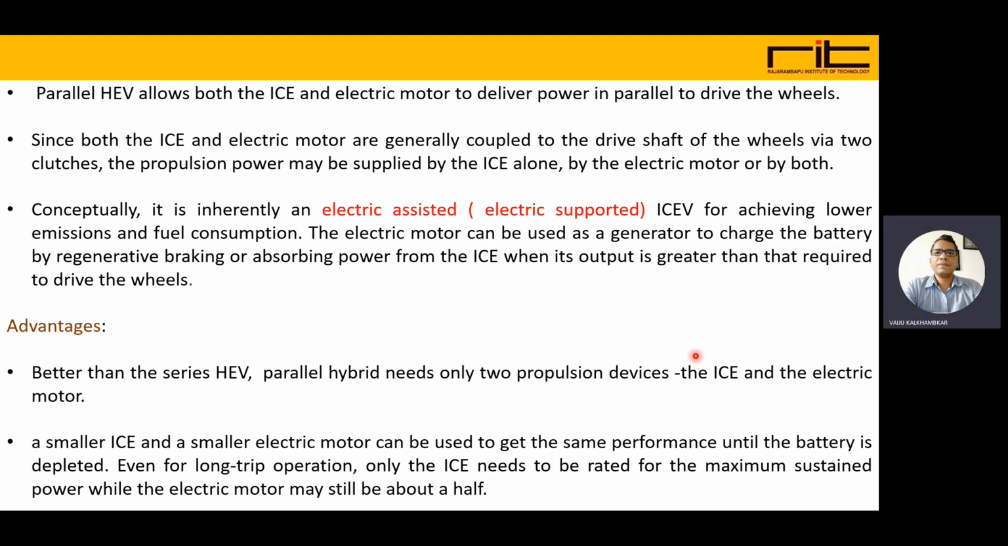Advantages of parallel HEV. Better than the series hybrid electric vehicle. Parallel hybrid needs only two propulsion devices, the IC engine and electric motor. The smaller IC engine and a smaller electric motor can be used to get the same performance until the battery is depleted or discharged. Even for long trip operation, only the IC engine needs to be rated for the maximum sustained power, while the electric motor may still be about half or lower rating.